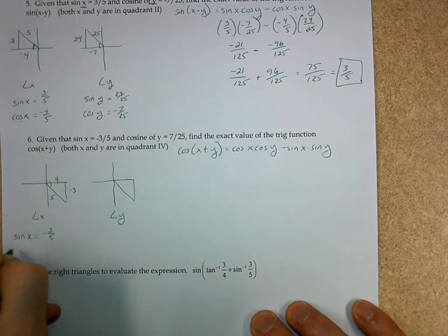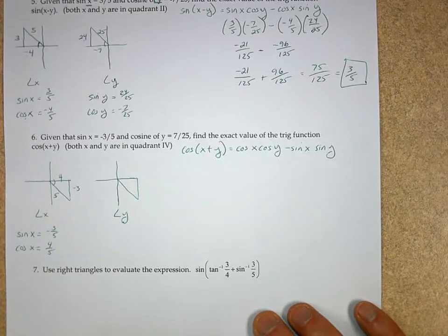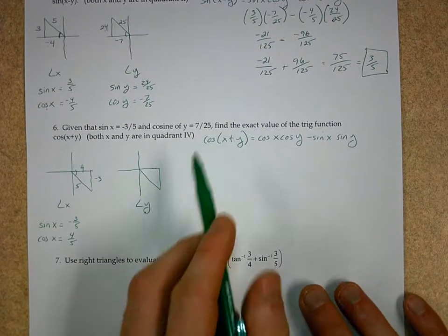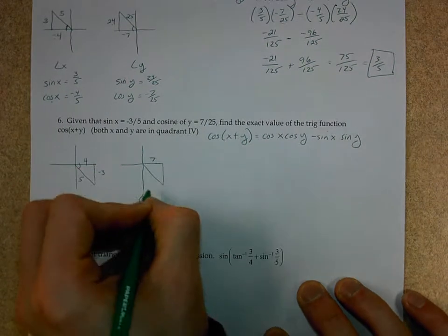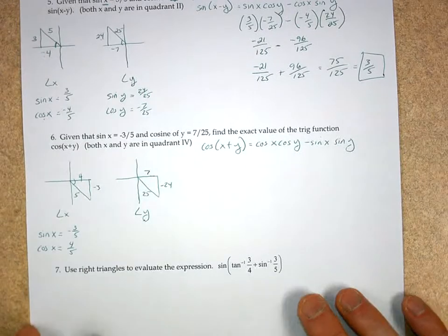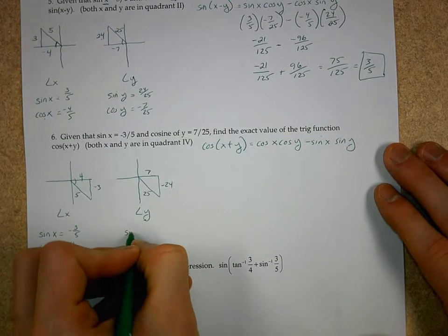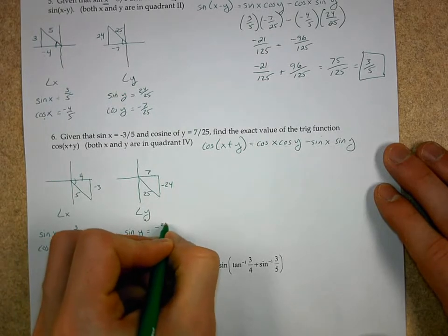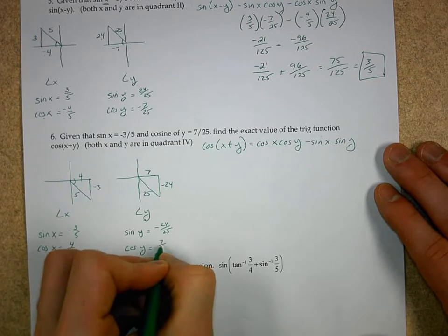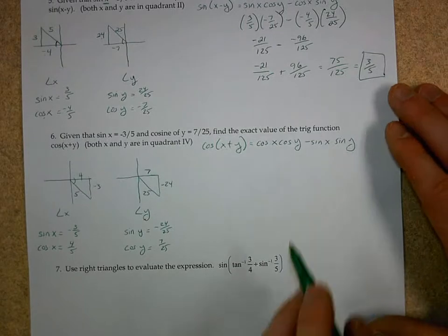So sine of x is negative 3/5. Cosine of x is going to be 4/5. You're going to need the sine and cosine again. For y, we're given 7/25, so adjacent over hypotenuse. So once again, we got that 7, 24, 25. So the sine of y is negative 24/25. The cosine of y is 7/25.